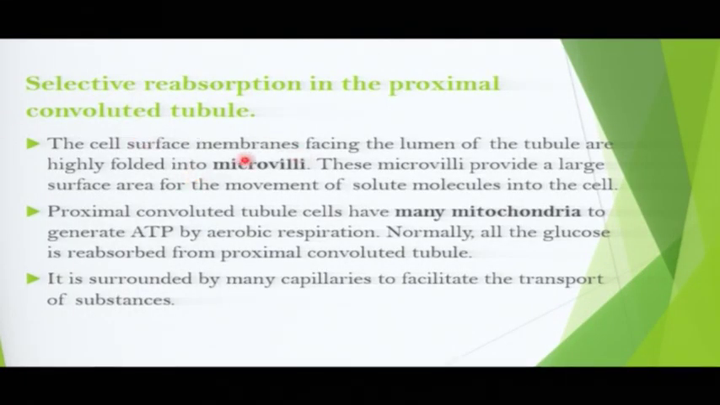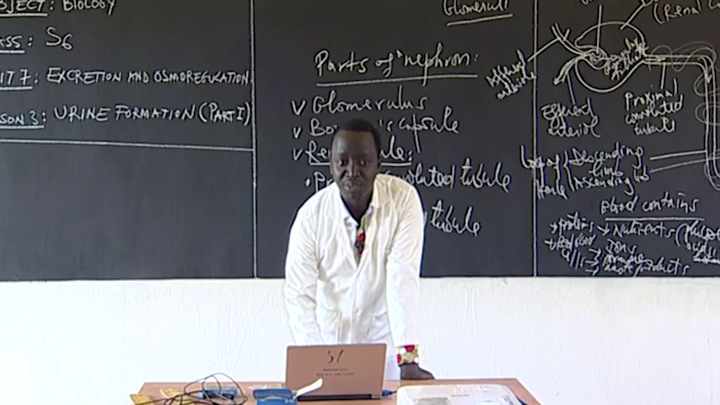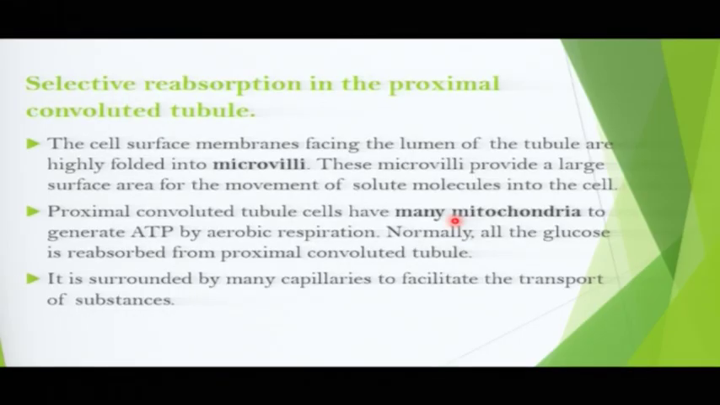So I said the inner surface of the proximal convoluted tubule has what? It has many microvilli to increase surface area for what? For reabsorption. Also, it has many mitochondria, as I have said, to provide what? The energy. It is also surrounded by many capillaries to facilitate the transport of what? Transport of substances. Are you getting something? Is this lesson good? So it is good because we meet this in real life.